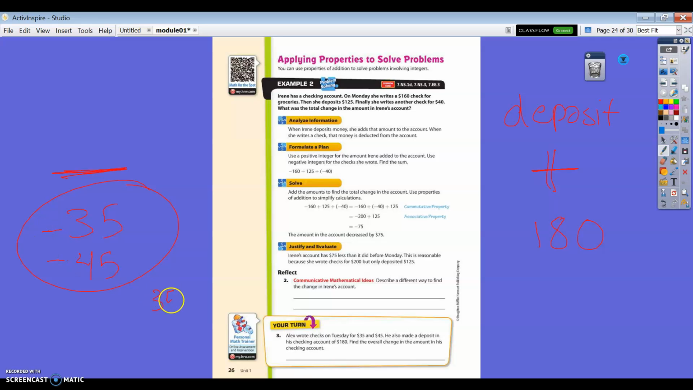So 35 plus 45 looks like 80. So we've got negative 80 plus 180. Different signs subtract. Take the sign of the larger number, then you'll be exact. So it looks like $100 is the overall change to the account. $100 increase. Good.